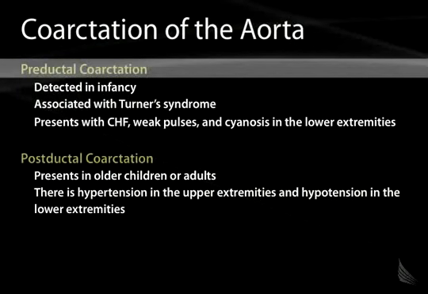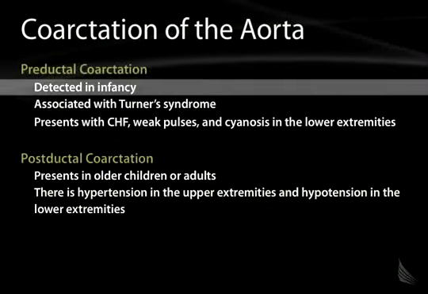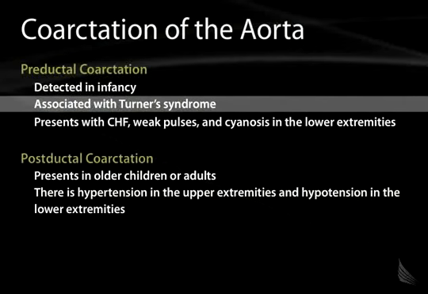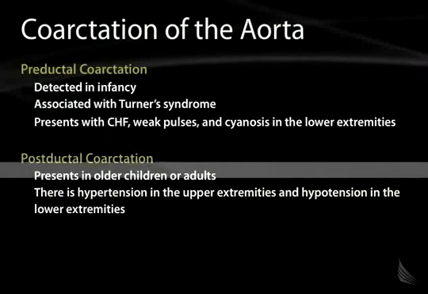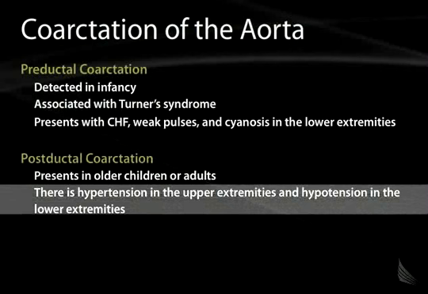If you have preductal coarctation, occurring before the ductus arteriosus, these are detected in infancy. Typically, it's associated with Turner syndrome. It presents with heart failure, weak pulses, and cyanosis in the lower extremities. Postductal coarctation presents in older children or adults. There is hypertension in the upper extremities and hypotension in the lower extremities.